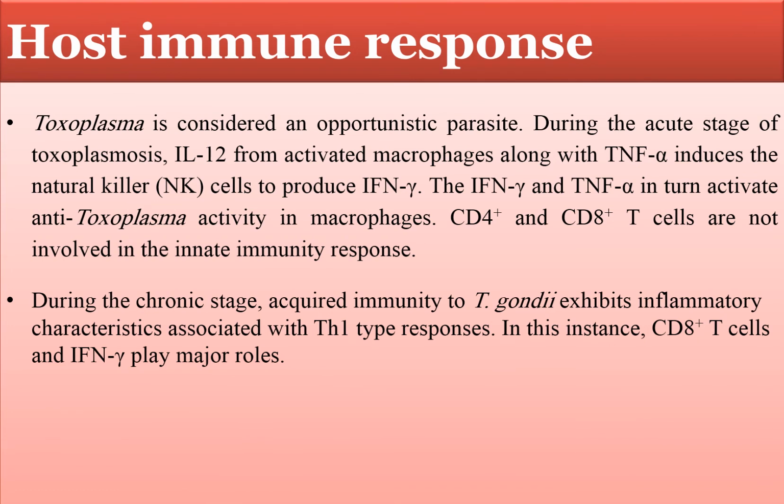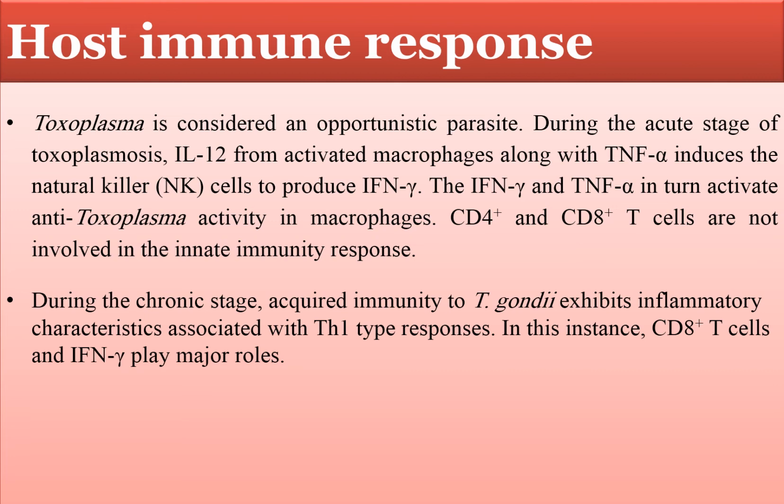Host immune response. Toxoplasma is considered an opportunistic parasite. During the acute stage of toxoplasmosis, interleukin-12 from activated macrophages, along with tumor necrosis factor alpha, induces the natural killer cells to produce interferon gamma. The interferon gamma and tumor necrosis factor alpha in turn activate anti-Toxoplasma activity in macrophages. CD4 and CD8 T cells are not involved in the innate immunity response.